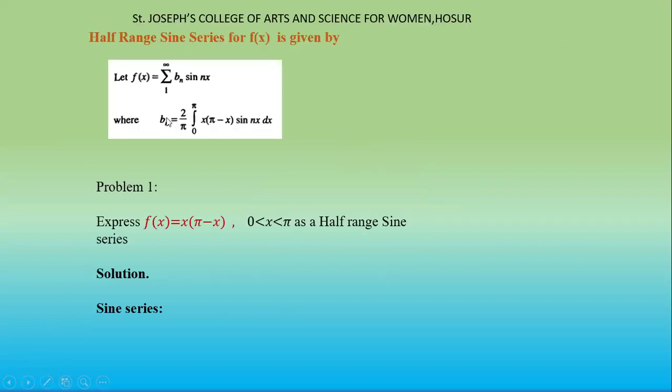In this session, we will discuss half-range sine series from Fourier series. The half-range sine series formula is f(x) equals summation n equals 1 to infinity of bn sin nx, where bn is found using the formula 2 by pi integral 0 to pi.